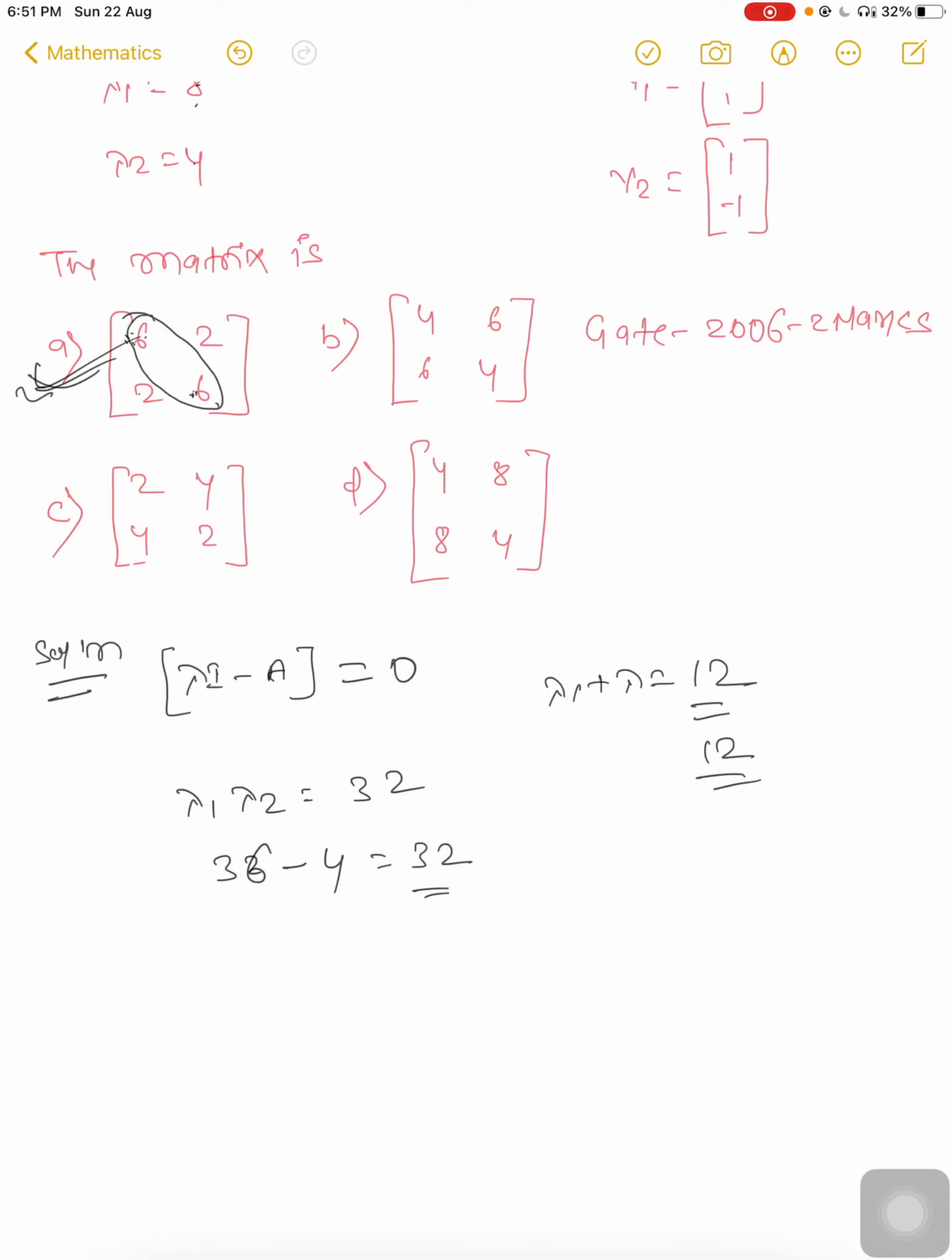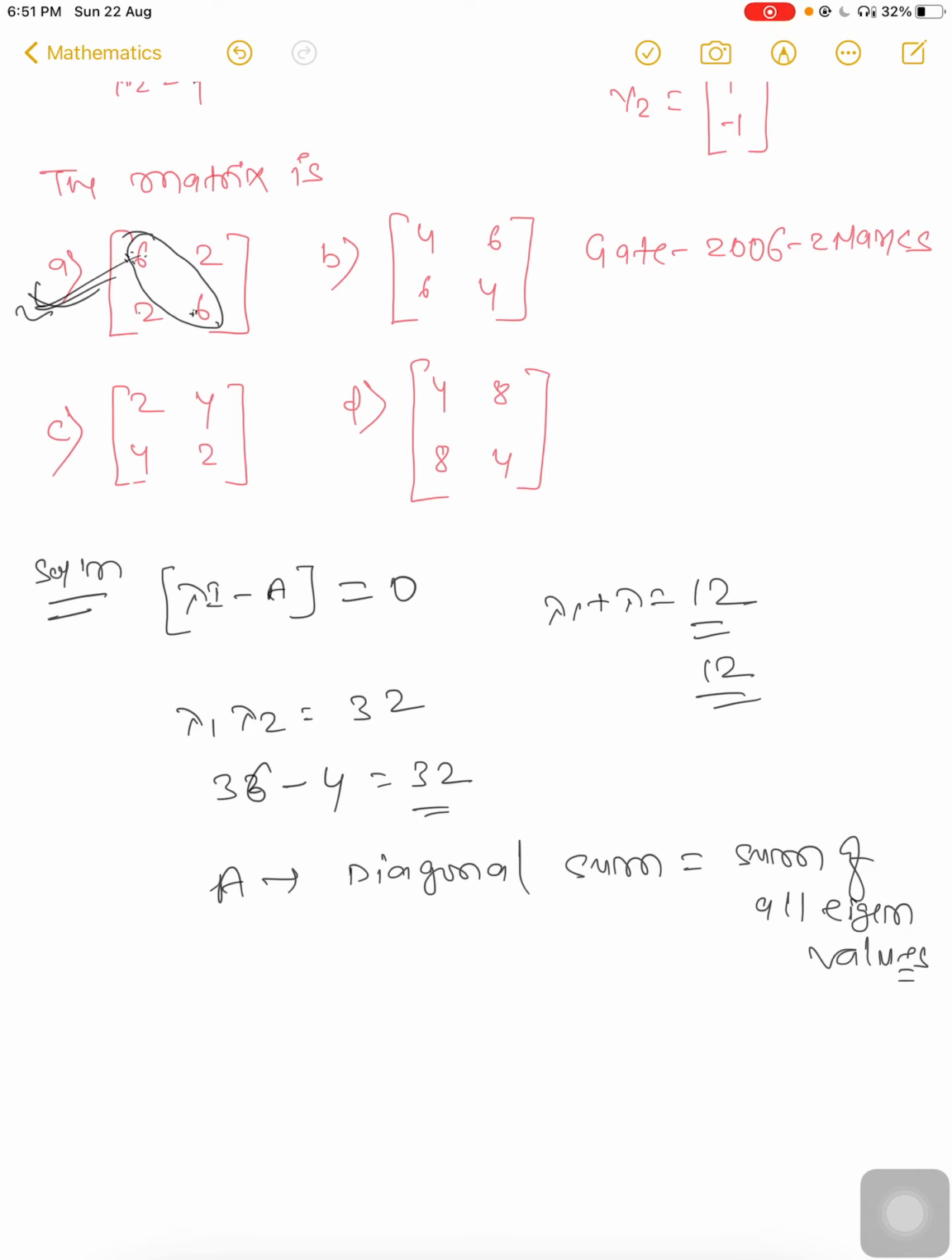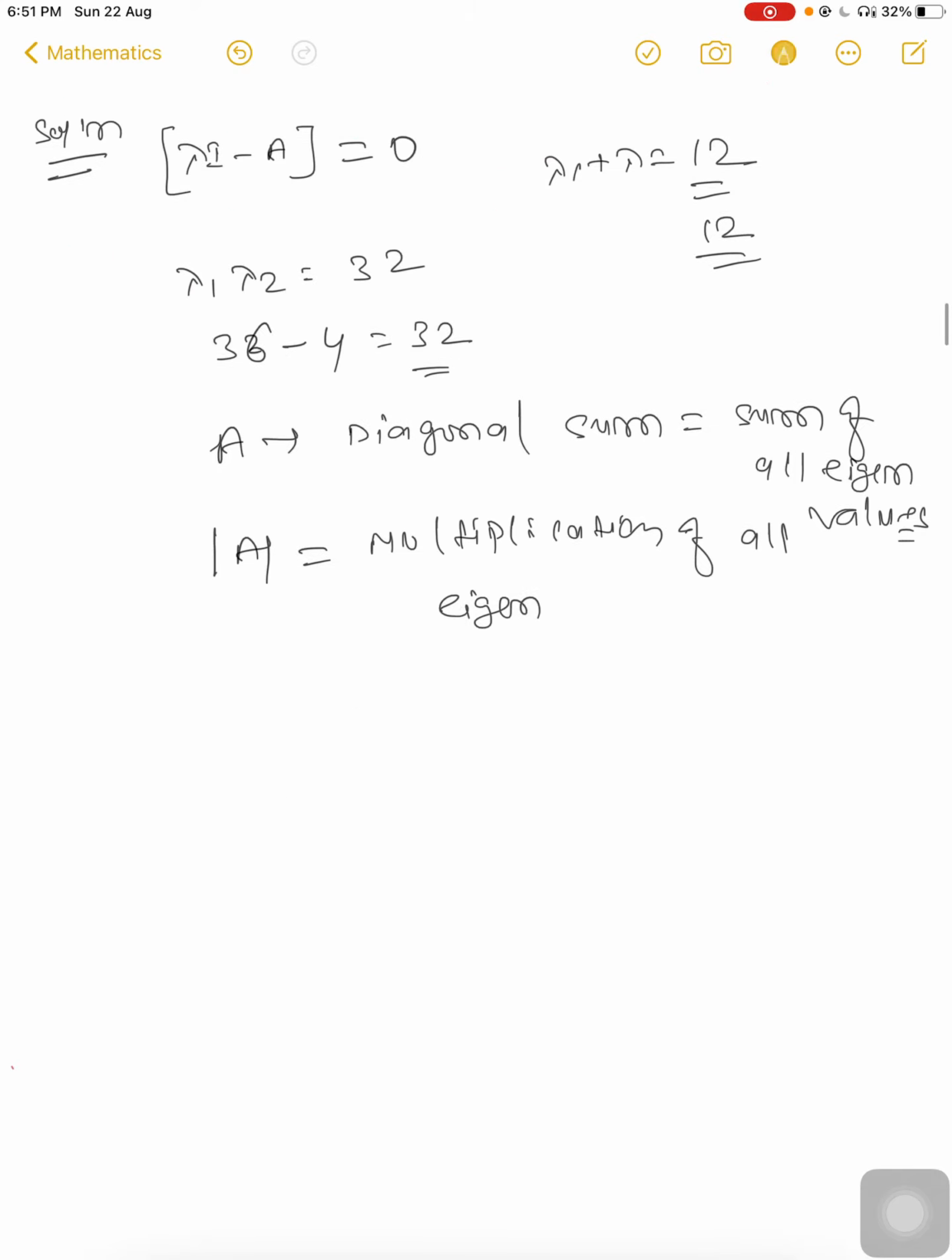You can check both ways. What happens if A is a matrix? Then diagonal sum will be the sum of all eigenvalues, and determinant of A is equal to the multiplication of all eigenvalues.